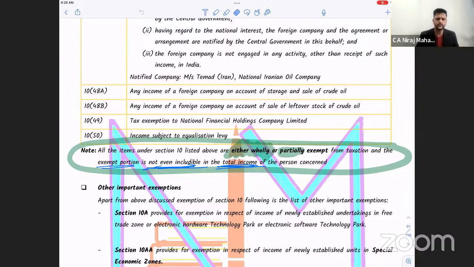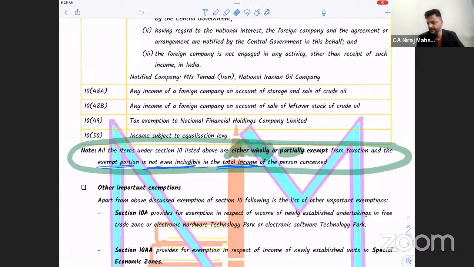Then, which all incomes you have seen quickly in section 10, important ones, relevant for us. 10.1, agricultural income. For that, we have covered an entire chapter. Then, tell me what was 10.2, first family, no? So, income of member of HUF. Correct, everybody? Then 10.2A, income of partner from the firm. And all these things are exempt in the hands of member or exempt in the hands of partner because the payer has already paid the tax. Payer means the HUF has already paid the tax or the firm has already paid the tax.